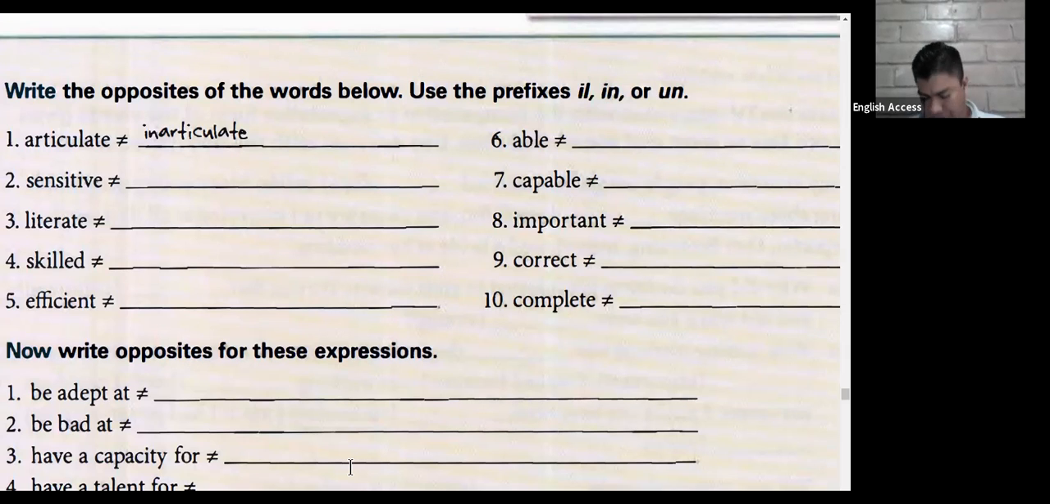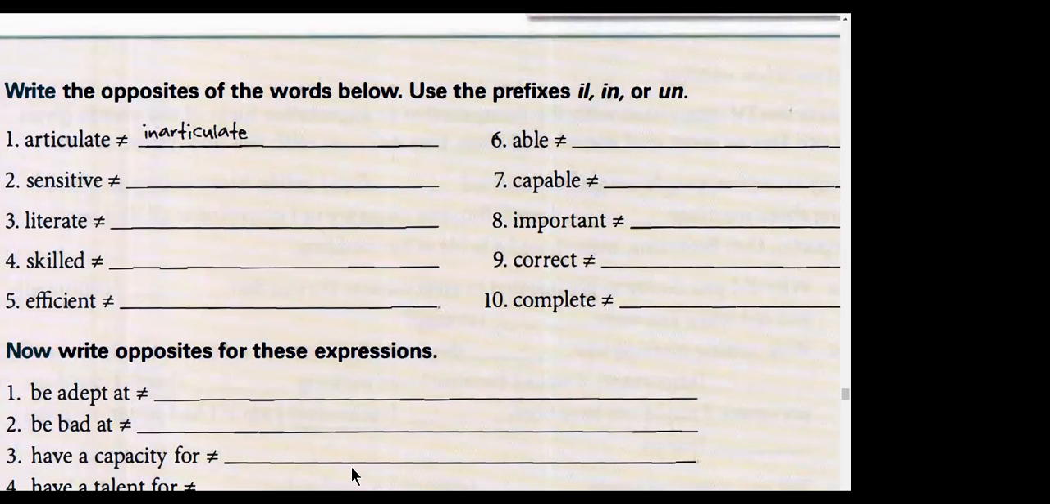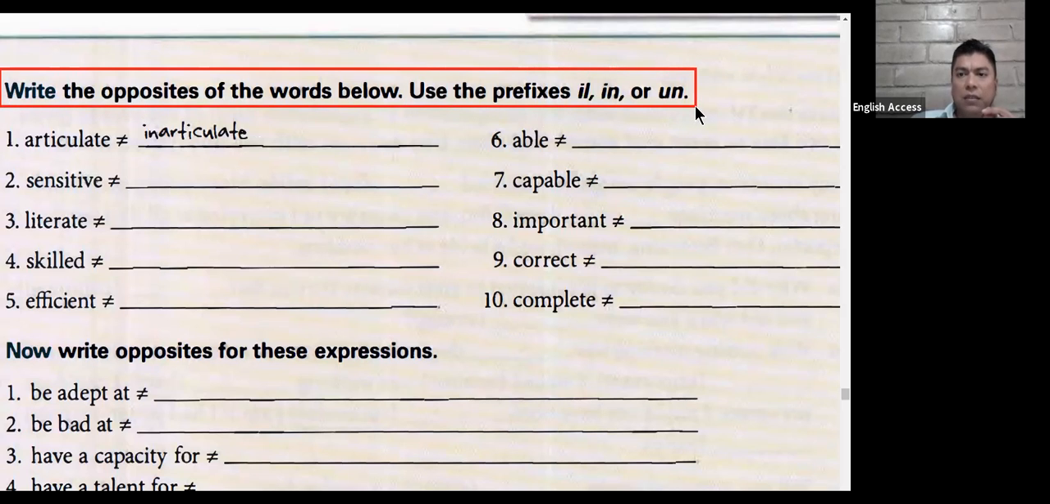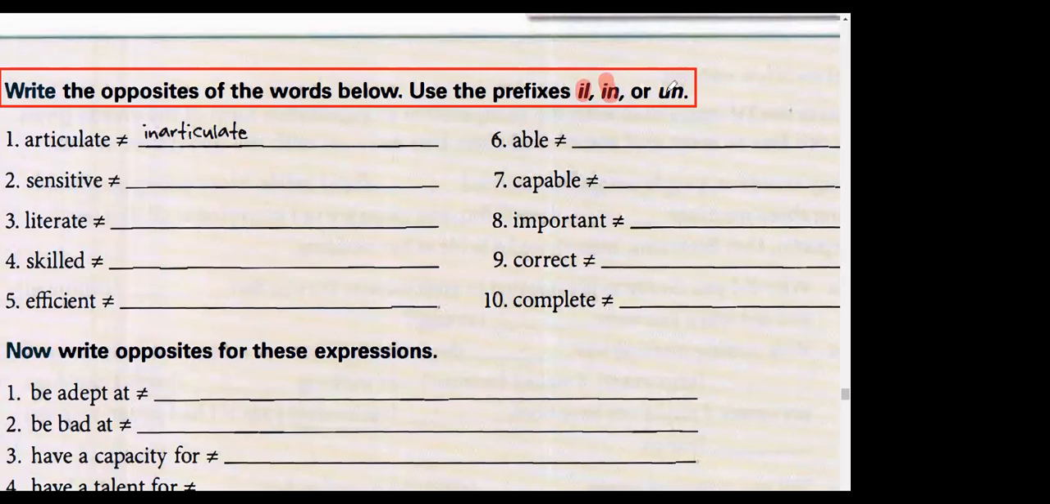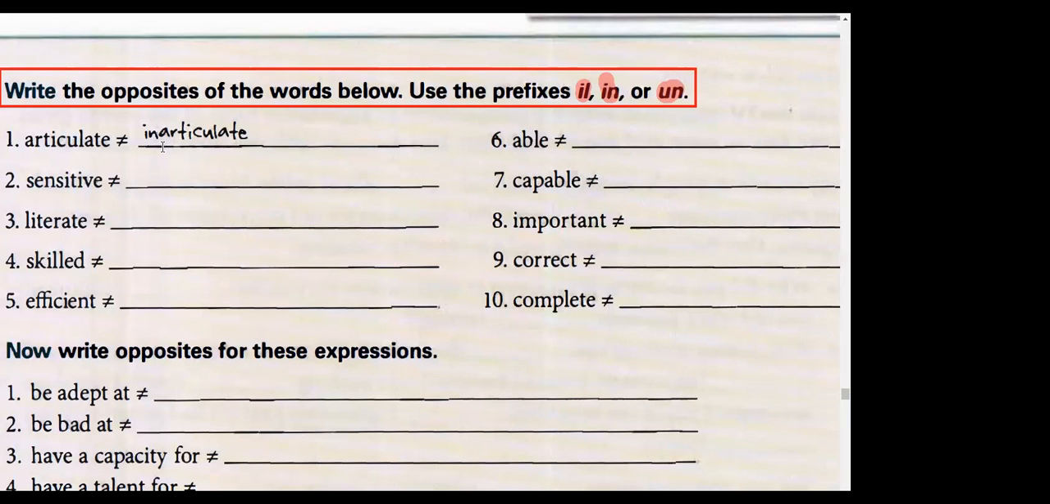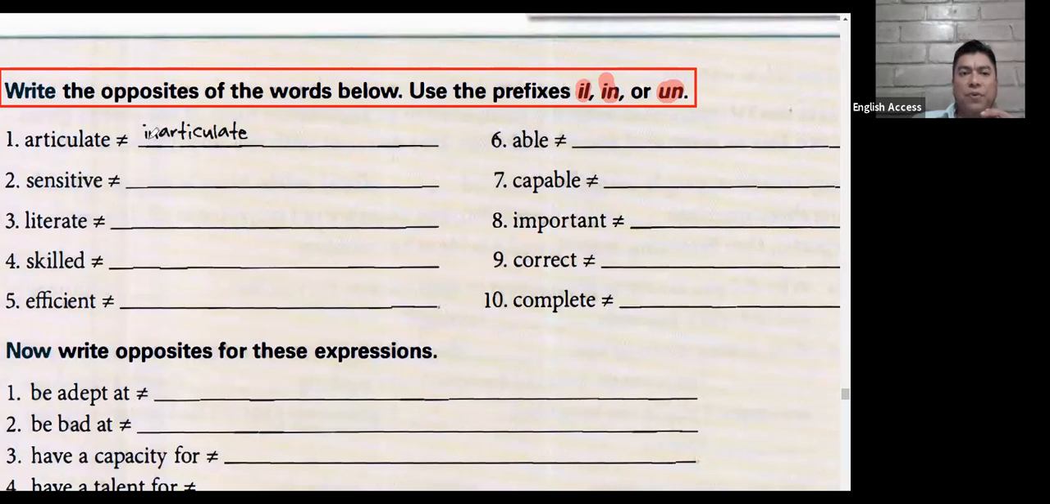Okay, guys, are you finished? Yes. Well, let's see. Number 2, or actually, let's read the instructions. It says, write the opposites of the words below. Use the prefixes il, in, or an. So we have number 1, articulate, and the opposite is inarticulate. In number 1, we use the prefix in.